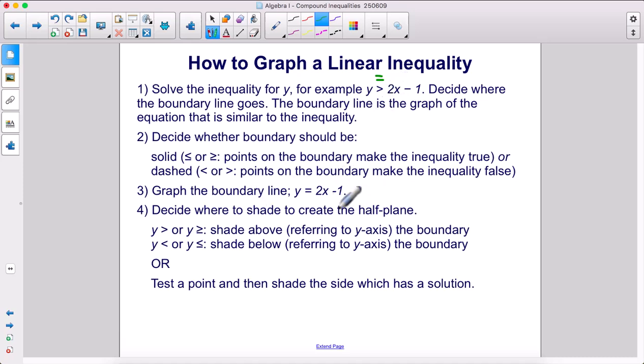Then we're going to graph that line, y equals 2x minus 1, and that will be, in this case, a dashed line, since there's no equal sign here. Then we decide whether to shade above or below the line. Because this is a greater than symbol, we will be shading above the line. You could also just test a point and then shade the side which has a solution.